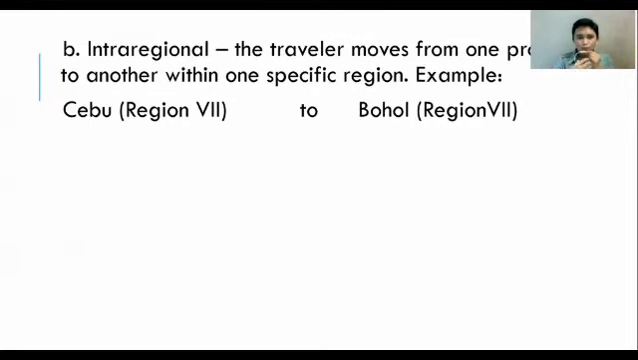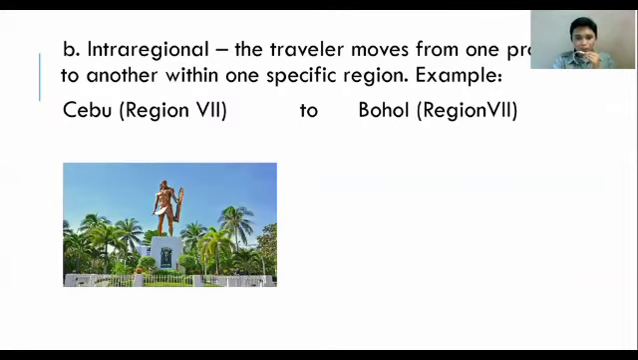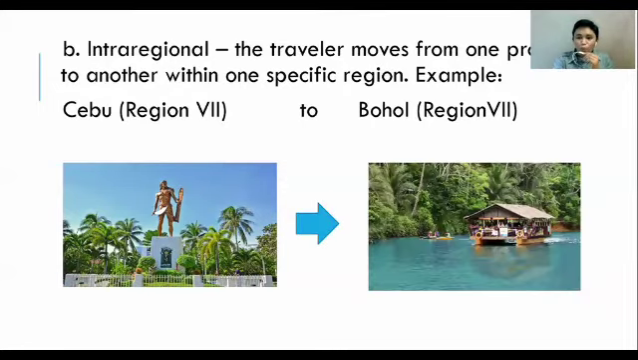Intra-regional, the traveler moves from one province to another within one specific region. So you're going from one province to another, inside one region. For example, if you're a resident of Cebu going to Bohol, both Cebu and Bohol are Region 7, or the Central Visayas region. Another example, you come from Lapu-Lapu City and then visit the Loboc River. That is intra-regional because both are under one region. Another example, Manila to Parañaque. From the city of Manila to Parañaque, it is considered intra-regional. Example, from Ilocos Norte to Ilocos Sur, it is considered intra-regional.